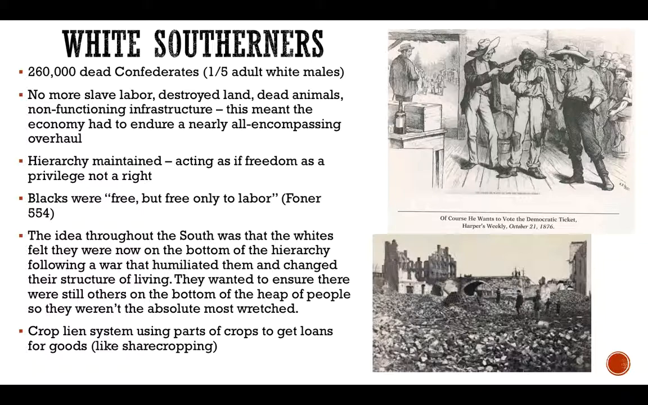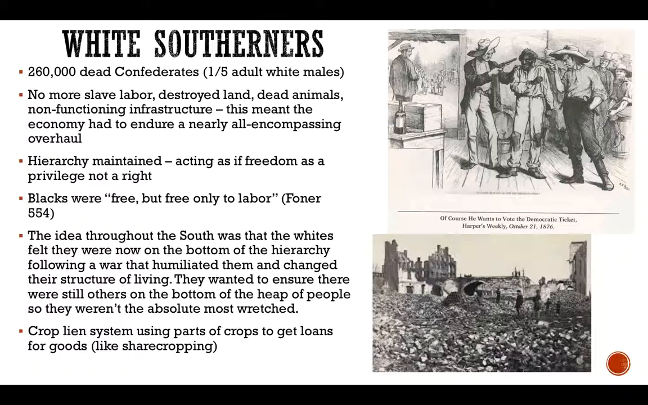And the non-functioning infrastructure was particularly crippling, because to rebuild these lands and to ship in more animals, you would need the infrastructure to do that. And without that, it just meant that the economy basically had to go through an entire overhaul. There was nothing that survived particularly well through this.